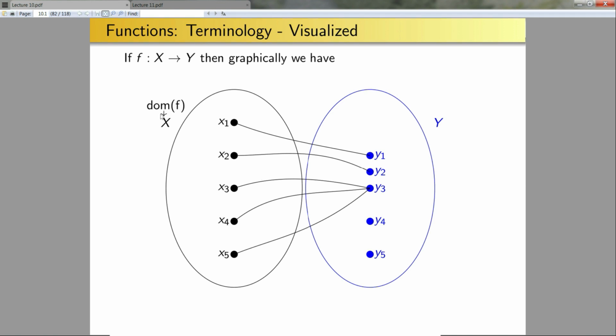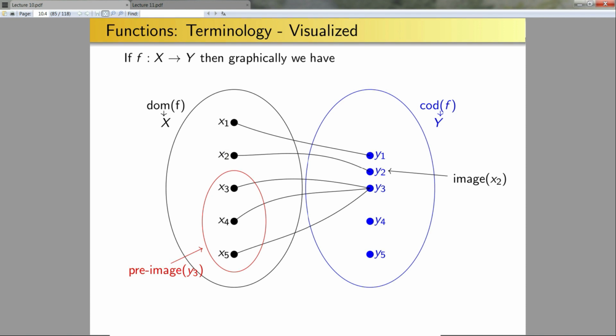So firstly, the domain of f will simply be X. It's what I'm mapping from. The codomain of f will be Y. It's what I'm mapping to. Next, what if I wanted to know what the preimage of y3 is? Well, all of these values here, x1 through x3, are all going to be the preimage of y3. Next, I can ask, well, what's the image of x2? Well, x2 maps to y3, so this would be the image of x2.